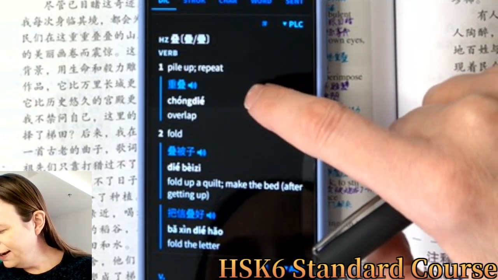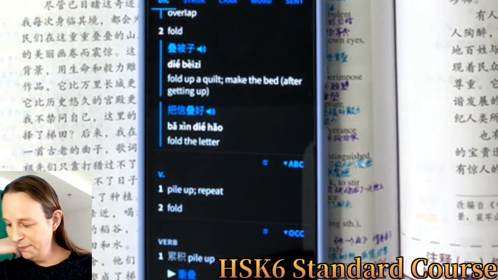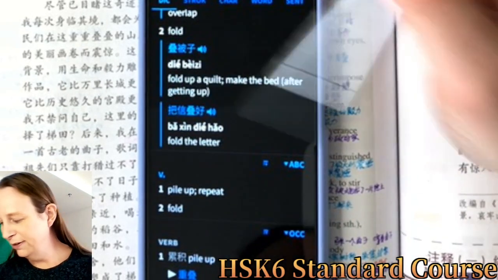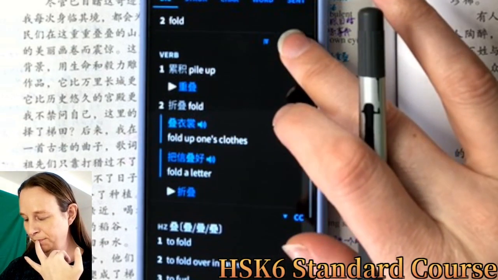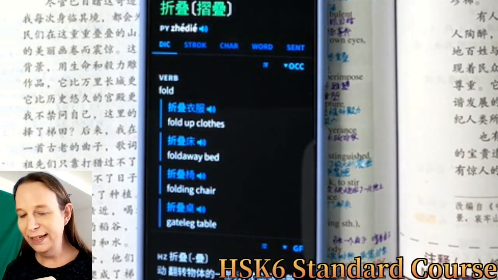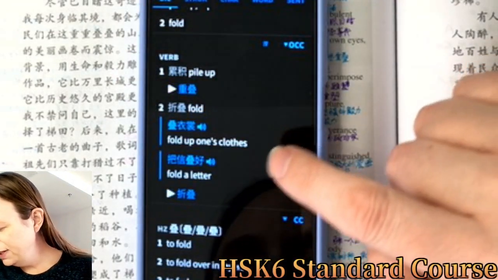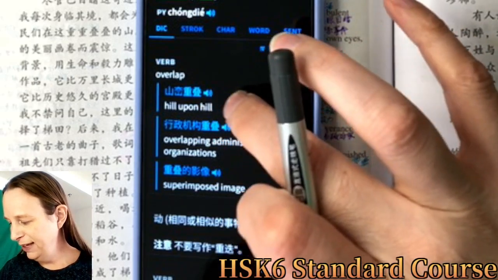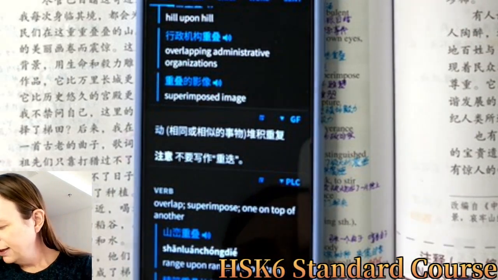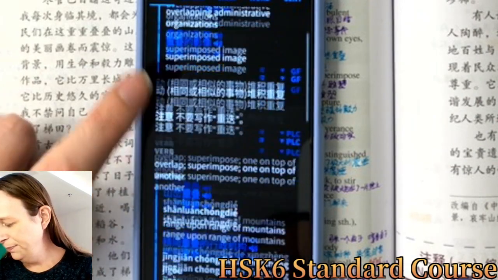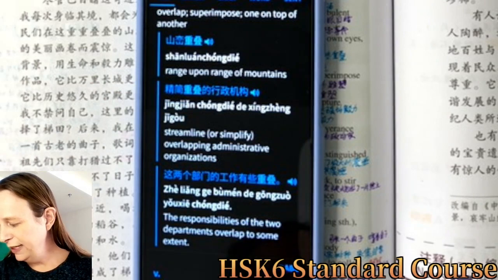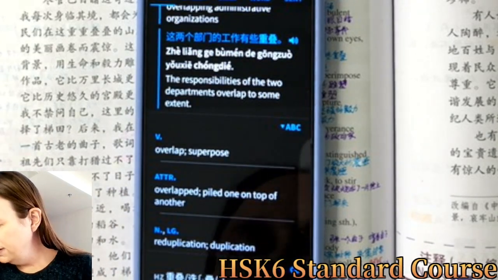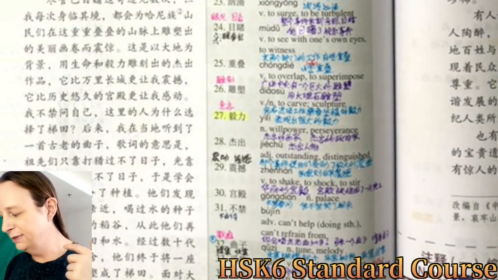重叠. Pile up. Repeat. 叠被子. Okay, 叠被子, fold up a quilt. Oh, I didn't know that one. 把信叠好. So fold the letter properly. So 叠 is fold. 折叠 was the one I was talking about. This is fold. But it seems 叠 can also mean that. 叠衣服. 重叠. Hill upon hill. All right. 重叠的影像. 精简重叠的行政机构. Etc. etc. 这两个部门的, we say that one. All right. 重叠.